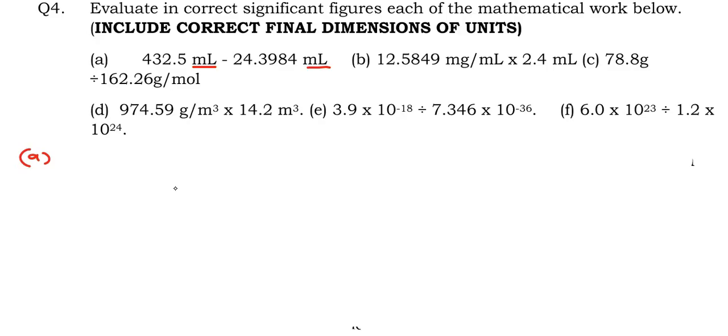the first thing you're going to identify is the number which has the smallest significant figures. As you can see, this one we have 4 significant figures here: 1, 2, 3, 4. Here we have 1, 2, 3, 4, 5, 6. So we are going to identify these to have 6 significant figures. So our answer should have 6 significant figures. Very, very important. You need to know that.